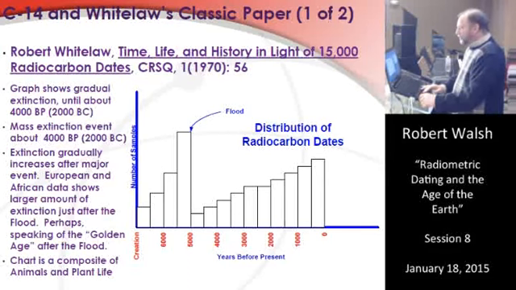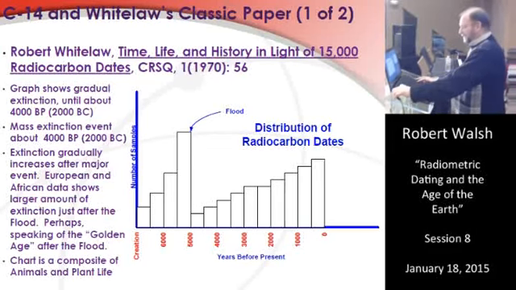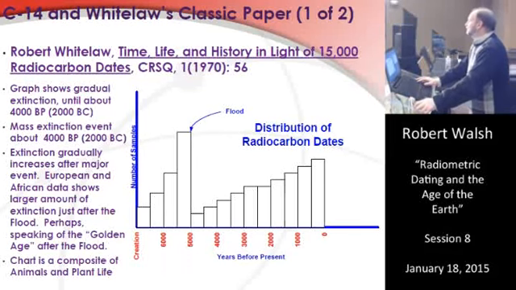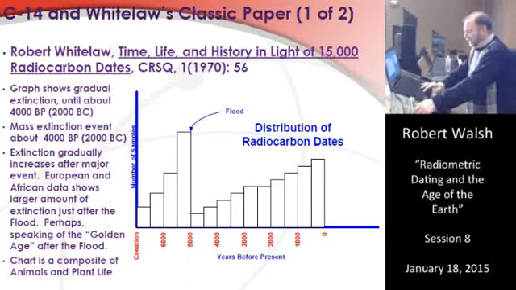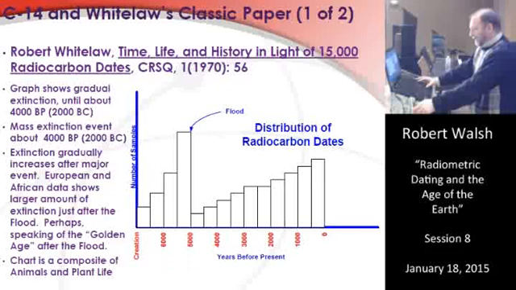So the graph shows a gradual extinction until about 4,000 years before the present, and that correlates to the flood. Mass extinction event at about 4,000 BP, before the present, and that, of course, would correlate to the flood. Extinction gradually increases after the major event. European and African data shows larger amounts of extinction just after the flood.